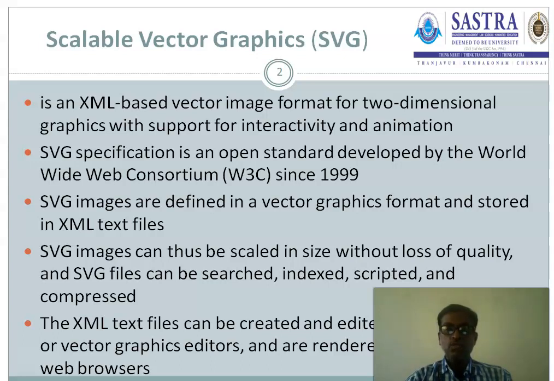SVG is used to define the vector graphics format. Any images or graphics you give will be represented and defined in SVG format and stored in an XML text file. So graphics or images are represented in an XML text file using SVG. It provides APIs and other formats for storing images or graphics in SVG as well as in an XML text file.